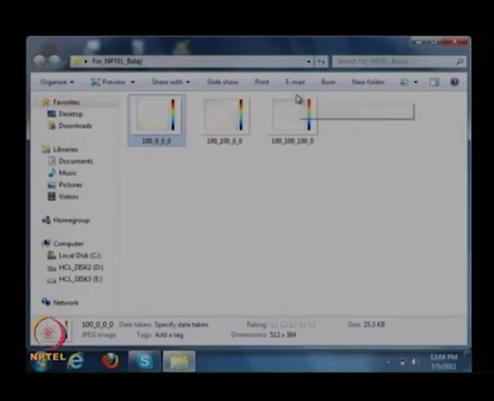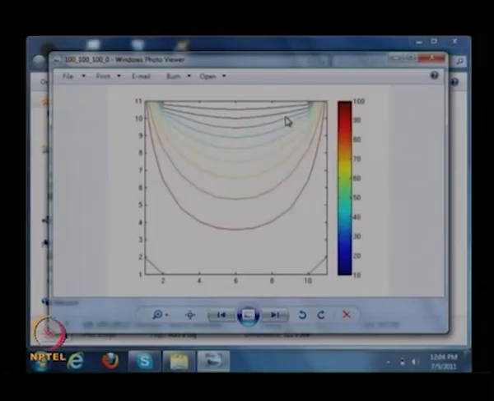For other conditions also, this is basically 3 walls at 100 and 1 wall at 0 degree centigrade. Which wall is at 0 degree centigrade, can you tell us? Top wall, because the red color is here, the top wall is at 0 degree centigrade.